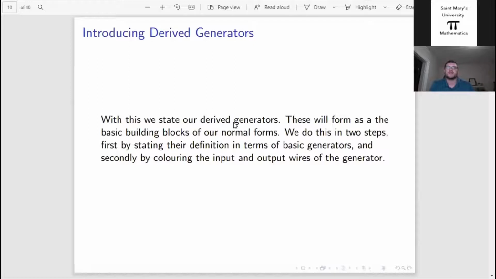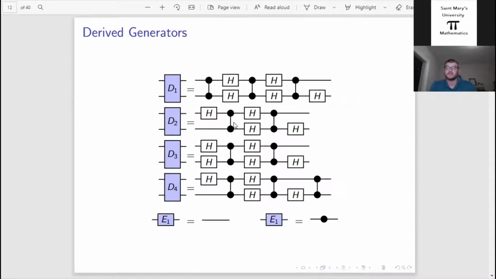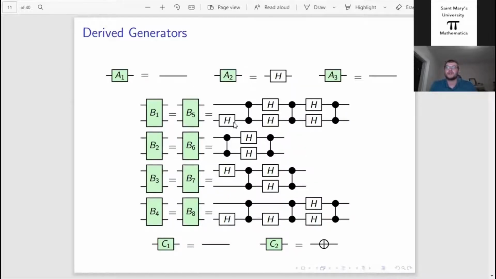And with this, it's time to state our derived generators. These are our little building blocks that we're going to use to build up our normal forms. They were chosen based on their actions, which we'll go into a little later. So here's the first set. We have A gates, B gates, C gates, that's what we see here, D gates and E gates. A through E gates are all of our derived generators that we'll use to build our normal forms.